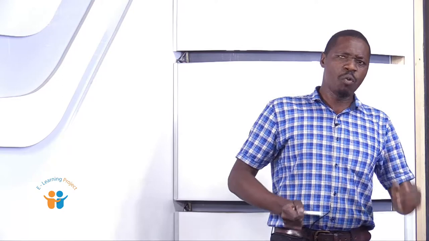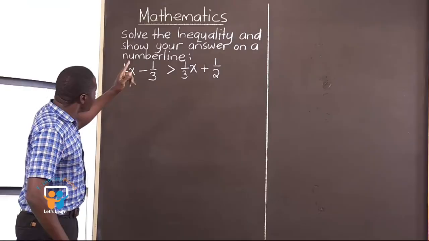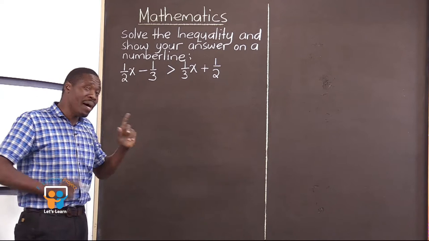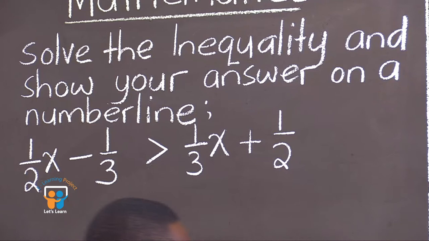We chat mathematically and in different other subjects. Now, this second number gave very many people a hard time. I don't know why, because the question was very clear. You know, examiners are also funny. When they want you to solve their questions, they really want you to get the correct methods as well as answers. Solve the inequality and show your answer on a number line. They are now talking about an inequality. They are bringing in a new word, an inequality.